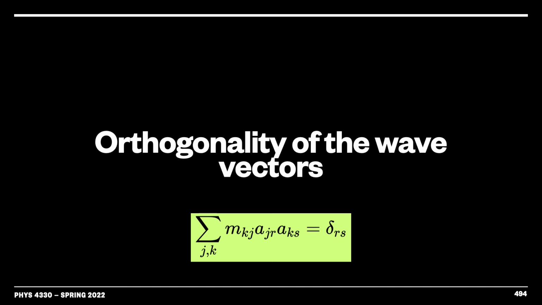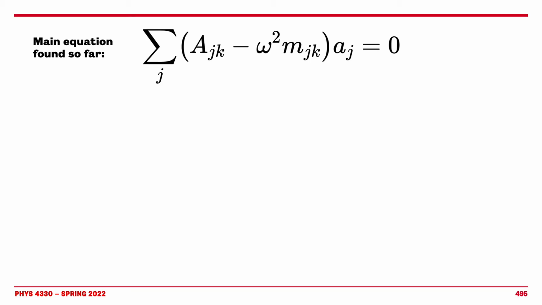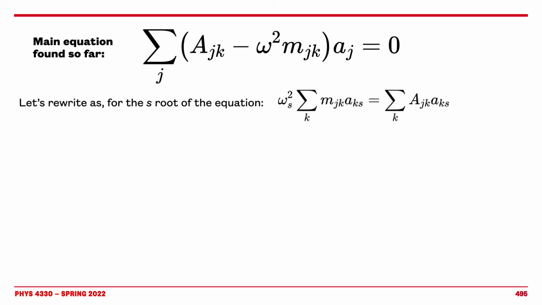So this equation that we found in the last chapter was this algebraic equation that we obtained from the equations of motion by trying an oscillatory solution. Again, the A_jk are the coefficients of the Hessian of the potential energy, and the M_jk are the coefficients that we need to calculate the kinetic energy. So we can actually rewrite this fairly simply like this. We can also write this for the mode s, right?